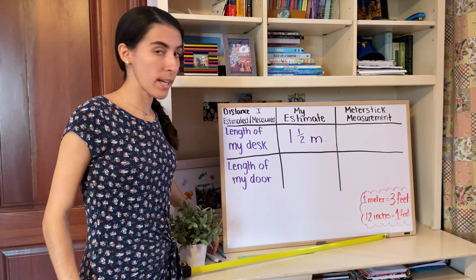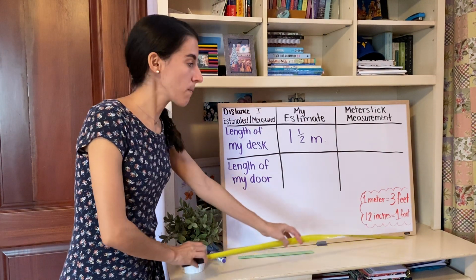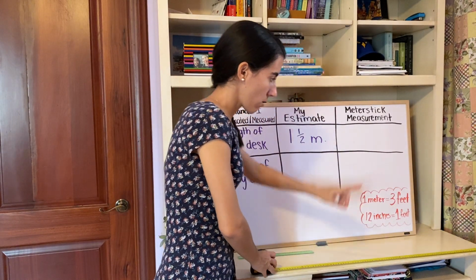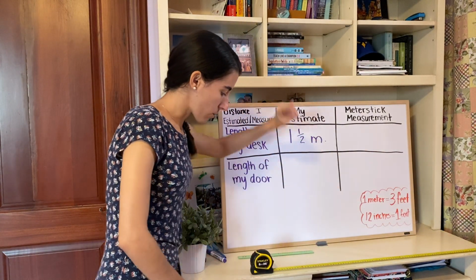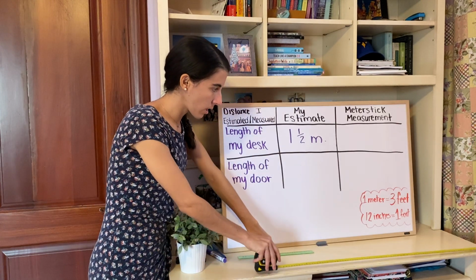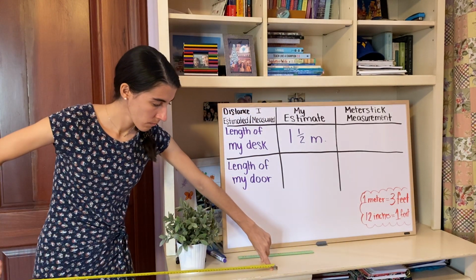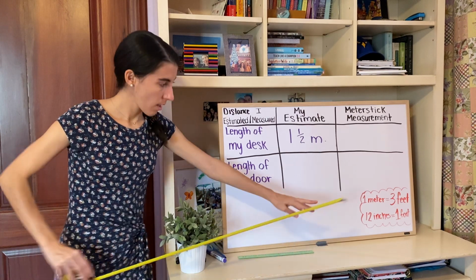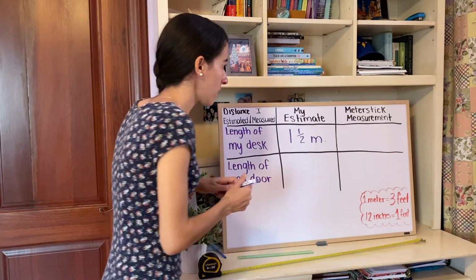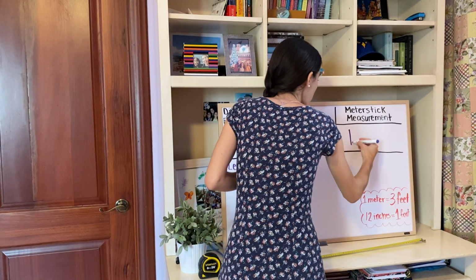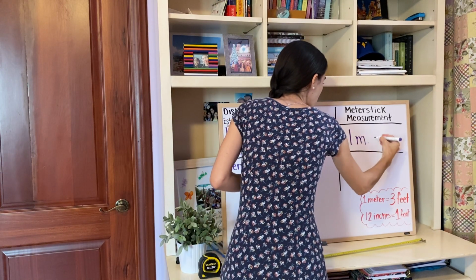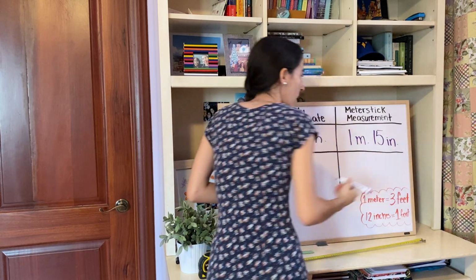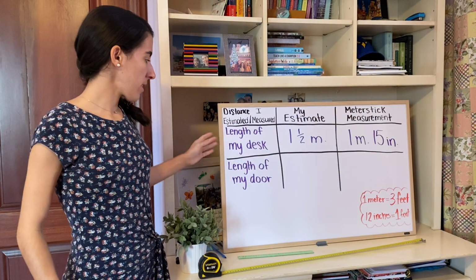Now that I have written down my estimate, I can take my tape measure and I will see if I was correct. So that's 1 meter. I will set my finger down so I know exactly where I left off. Okay, so I see that my desk is 1 meter and 15 inches. Okay? I give you another example.